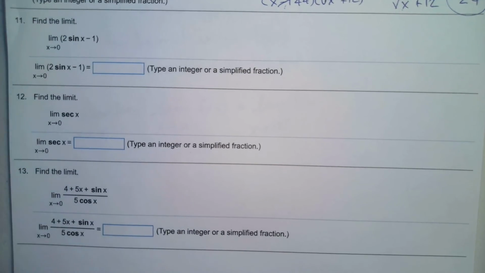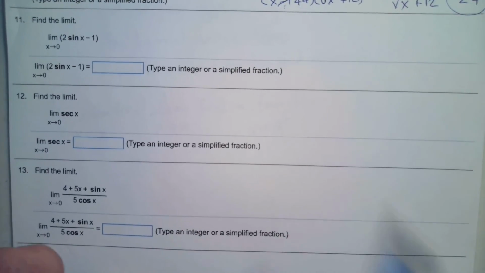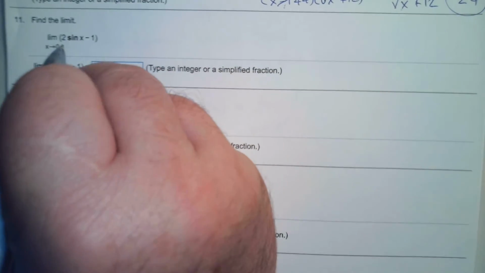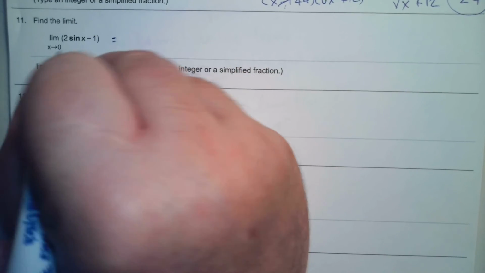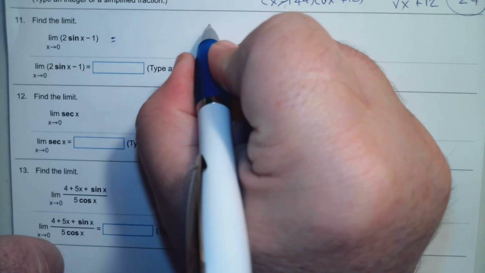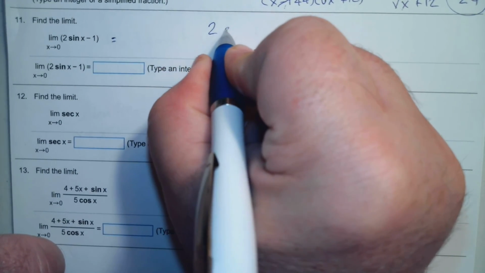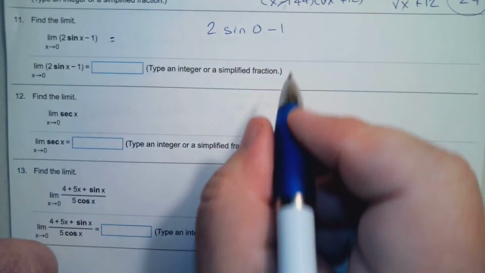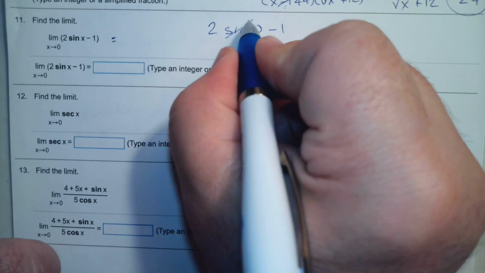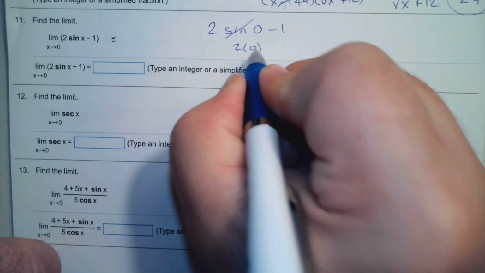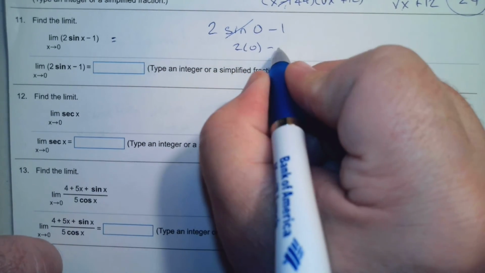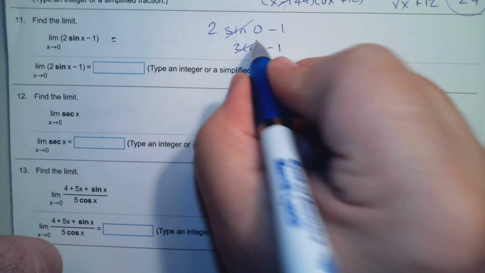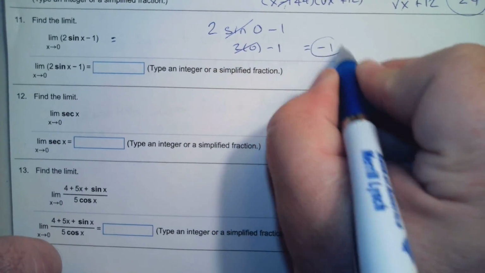Now the trig functions. The limit as x goes to 0. So we have 2 sine times 0 minus 1. Sine of 0 is 0. So it's 2 times 0 is 0, minus 1. So the answer is negative 1.